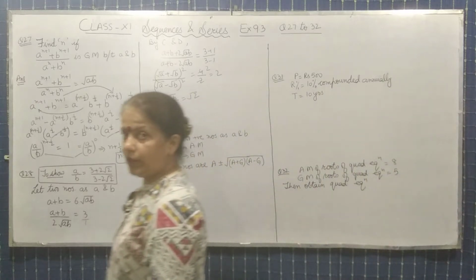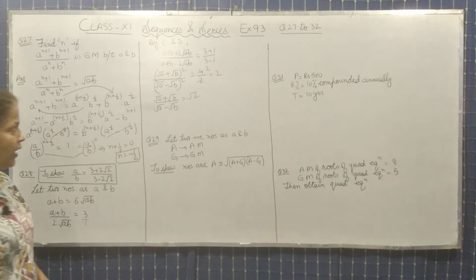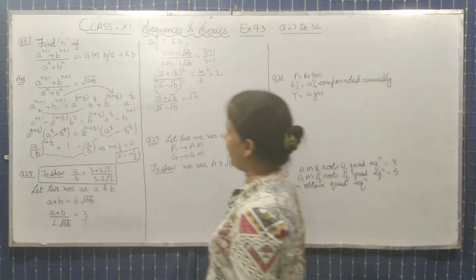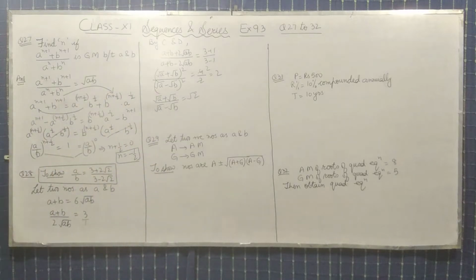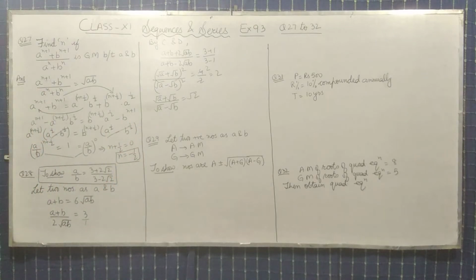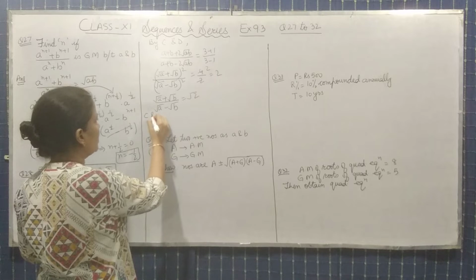Again, now in the next step you have to use componendo and dividendo again. Okay, so componendo and dividendo we will use it again, but before that, if you see here, the term coming is root a plus root b upon root a minus root b equals root 2. So again we will use the componendo and dividendo. So apply C and D again.